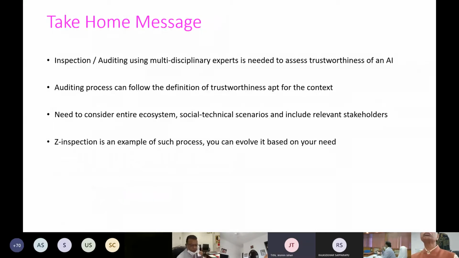So the take-home message, I would say, is that inspection and auditing is needed, and it needs multidisciplinary experts to understand whether an AI is trustworthy or not. The auditing process can also follow the definition of trustworthiness based on the context or domain. For the Indian government, it could be different than for the European Union. You can change it based on your need. We also need to consider the entire ecosystem and socio-technical scenario, and the inspection is one such example that can evolve based on your need. So that's it.